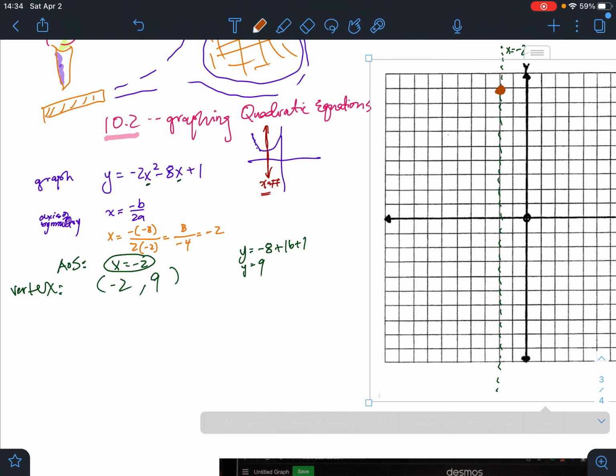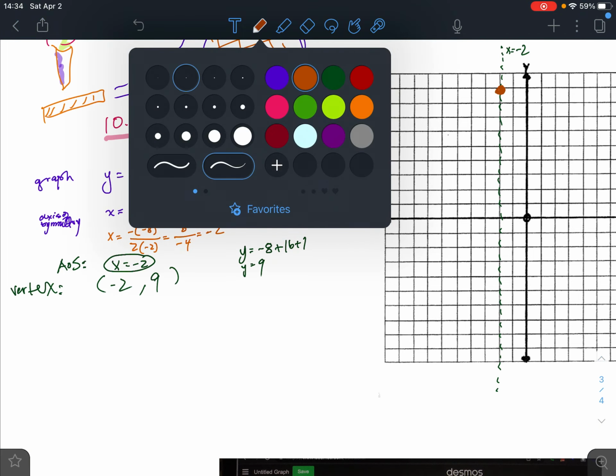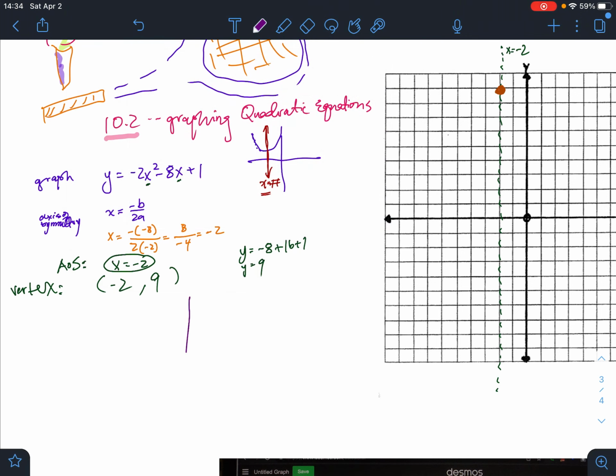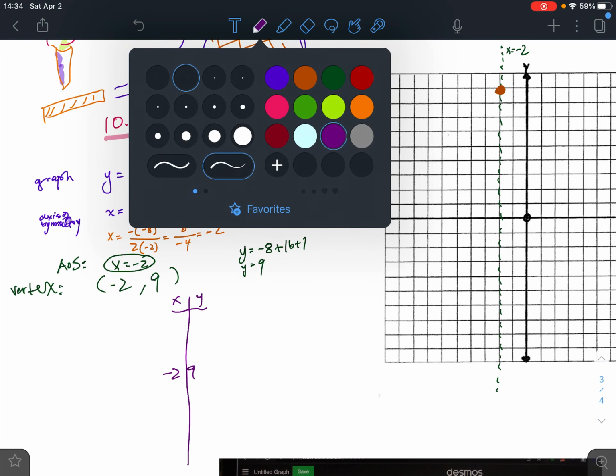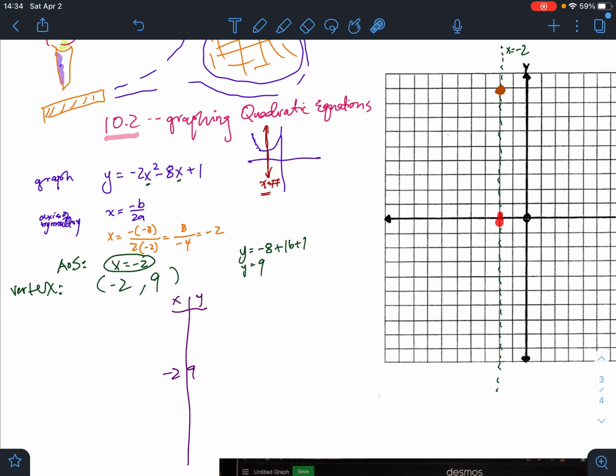The key, the next step here is to complete a table. Okay, now here is me making a table. I already have 1 point. That is the vertex. I'm going to put it smack dab in the middle. Now from -2, okay, x is -2, I'm just going to pick some x values around it, namely -3 and -1.